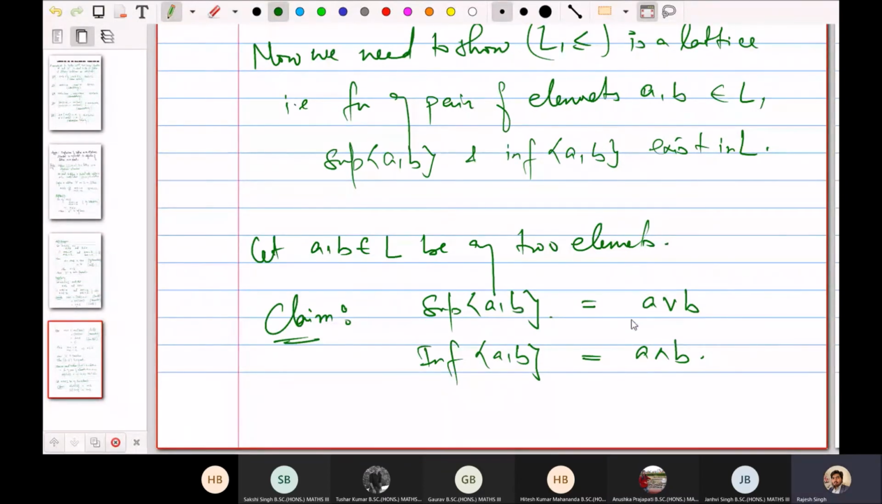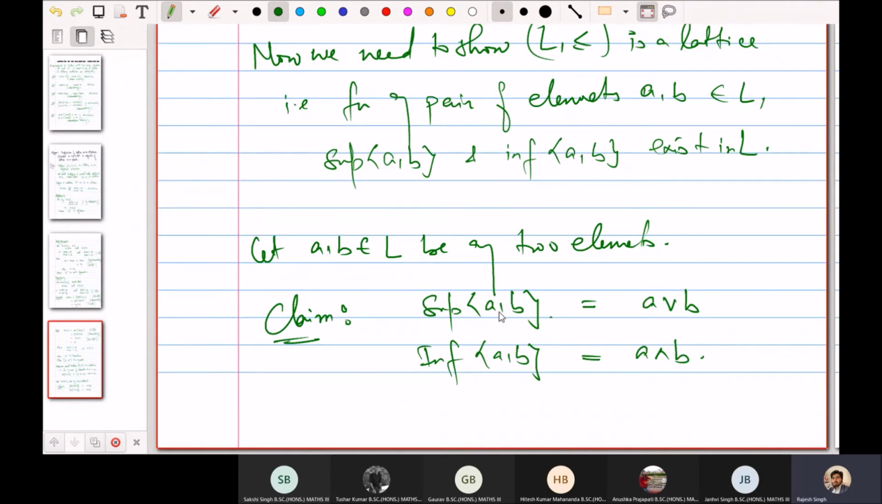So now we have to show this. ठीक है. So अगर ये शो कर देंगे तो, क्योंकि by closure property this belongs to L, also by closure property this also belongs to L. So हमें बस शो करना है कि supremum of AB जो है हमारा वो A cup B आ जाए और infimum of AB हमारा A cap B आ जाए. That is, we have to show that A cup B is an upper bound for A and B and it is the least upper bound. So ये दो काम करने हैं हमें.